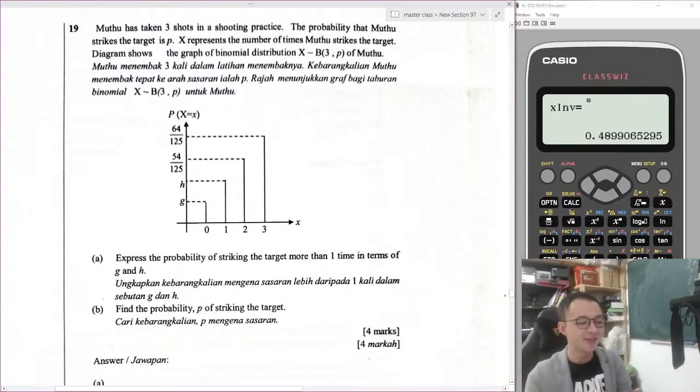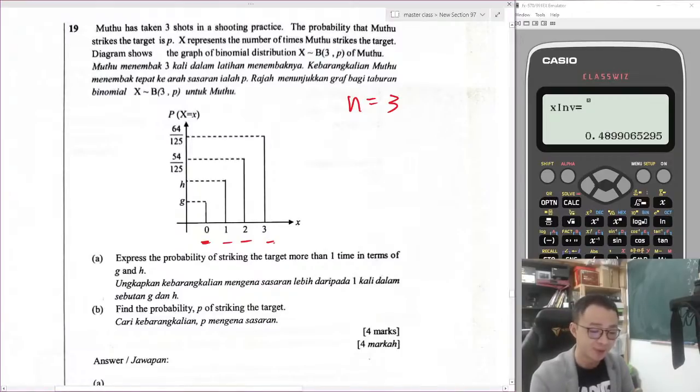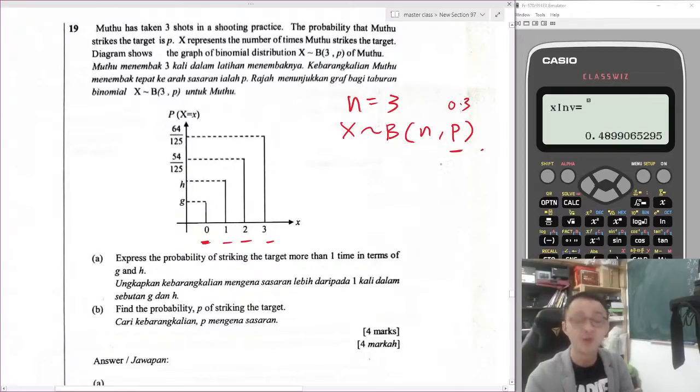Alright, question 19. Muthu has taken 3 shots, so n equals 3. You can see here n equals 0, 1, 2, and 3. The probability that Muthu strikes the target is P. X represents the number of trials. For binomial, sometimes you need to know this is n, this is P, fixed already, because sometimes they will suddenly give you 0.3. You should know the 0.3 actually represents the P here.